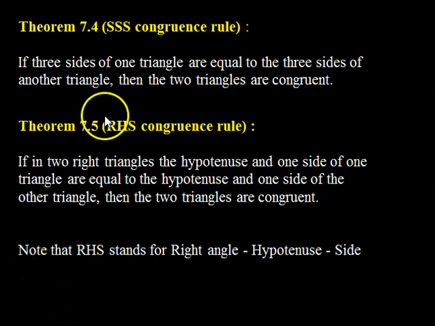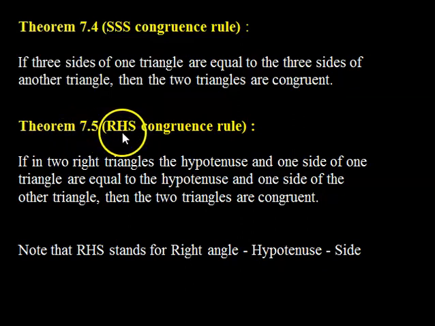The next rule which we are going to learn is the SSS congruence rule, that is side, side, side. We are going to learn this as a rule. What does it state? If three sides of one triangle are equal to three sides of another triangle, then we can say that the two triangles are congruent.